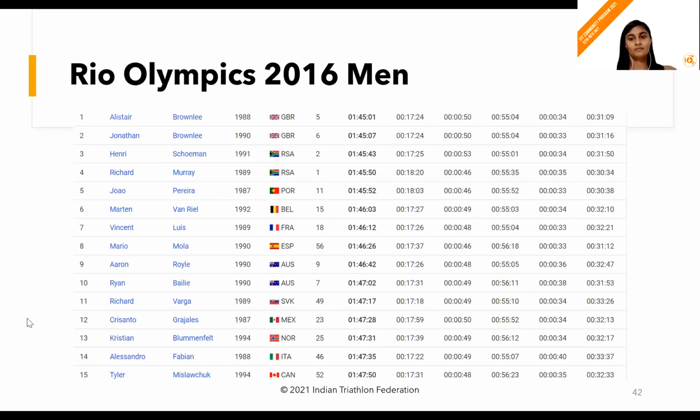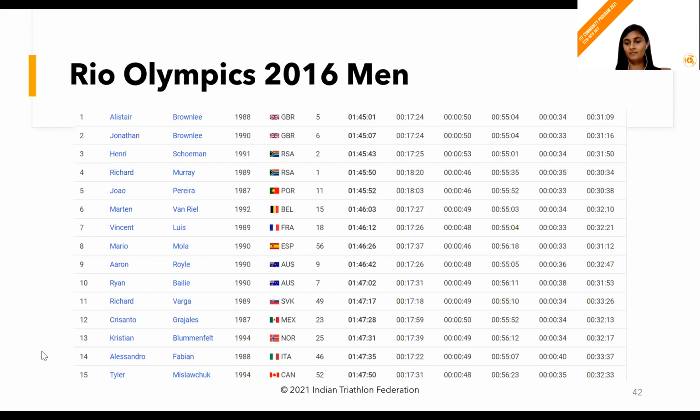Yeah, so this shows you what happened at Rio. So look at the top three, 31:09, 31:16. Fourth and fifth, we must have really pushed hard, 30:34 and 30:38. So they have the fastest two times. Just a snapshot for you to see where the world is, and then once we get more data on Indian triathletes, we will be able to compare it, because that's a question that's been posted below.